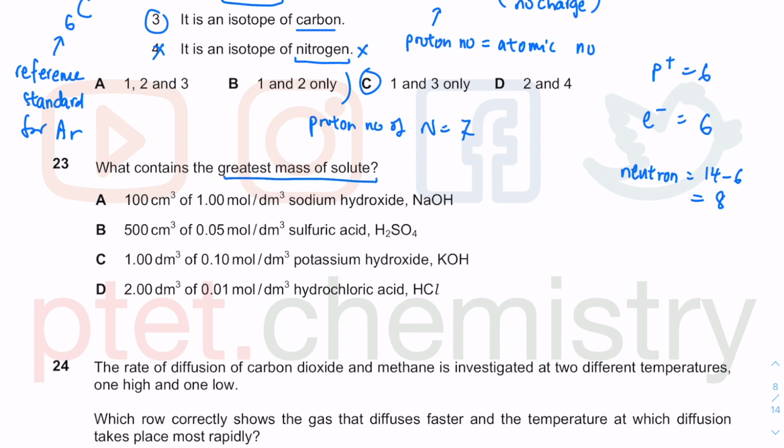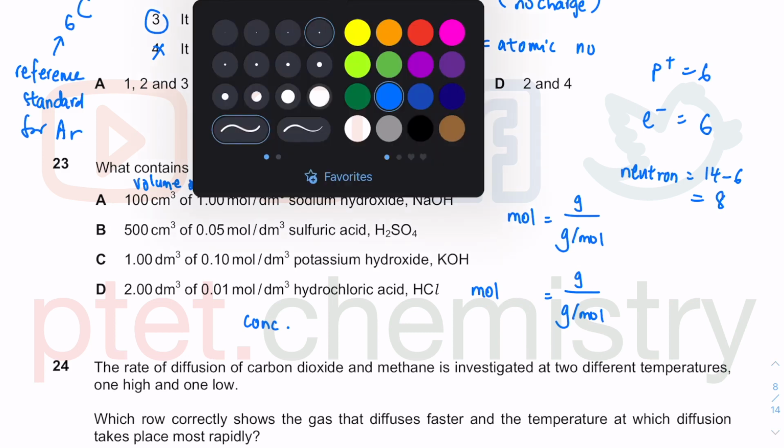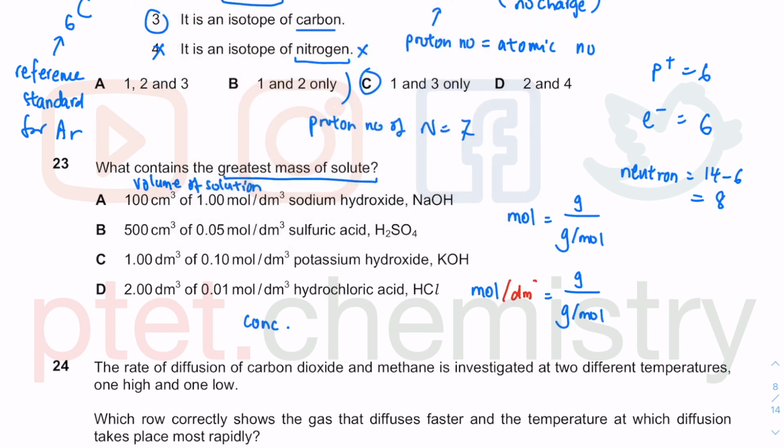Greatest mass of solute. So we have given volume of solution, not gas. By the way, these are volume of solution. We are given concentration. Okay, so we have mole equal to mass in gram over gram per mole. So what I can do is divide both sides by dm cube, and what I will get then is, the greatest mass of solute will have the greatest mass in 1 dm cube.